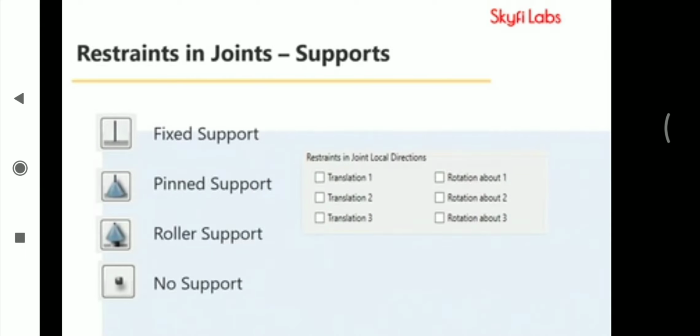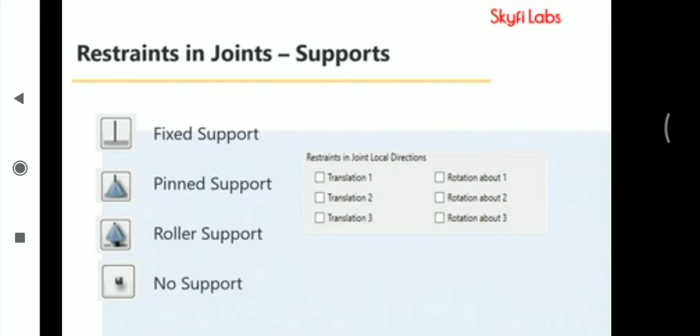For any point, there are 6 possible movements that can occur. These are called the 6 degrees of freedom, 3 for translational movement in the x, y, and z axes, and another 3 for rotational movement in the 3 axes. These degrees of freedom help us understand whether or not these movements are free to move, or are restrained.